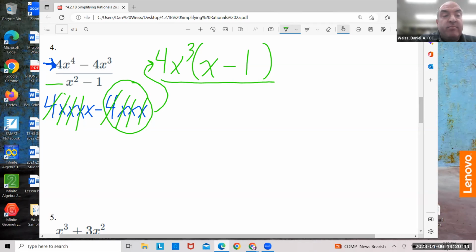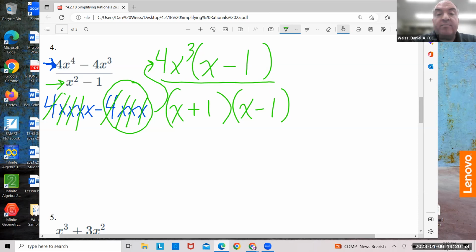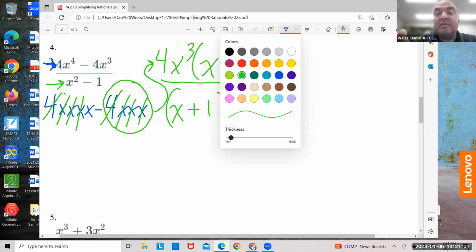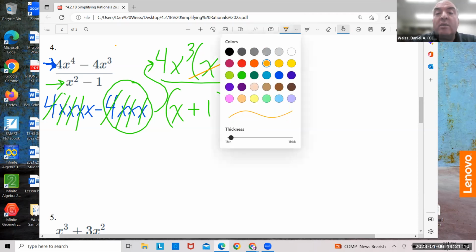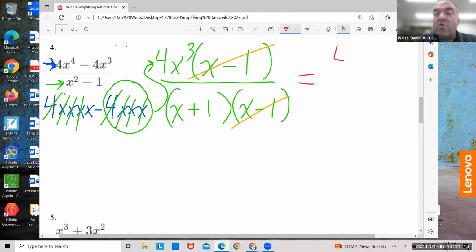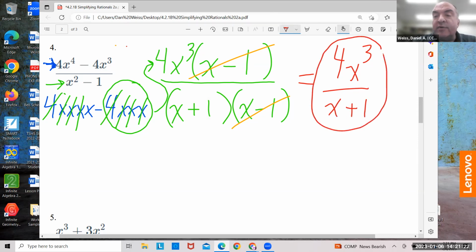Now we're going to do the bottom, x squared minus 1. What times what makes x squared? X times x. How do you make negative 1? You've got to do plus 1 minus 1. What cancels? X minus 1. Easy. What are we left with? We're left with 4x to the third over x plus 1. Very good. No problem there.